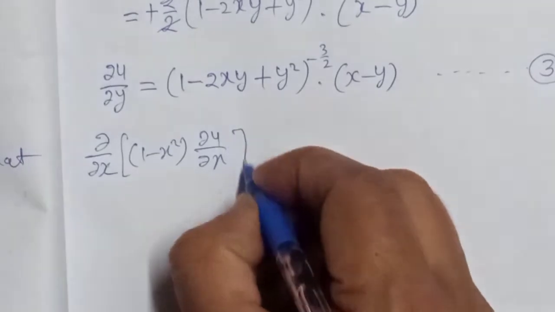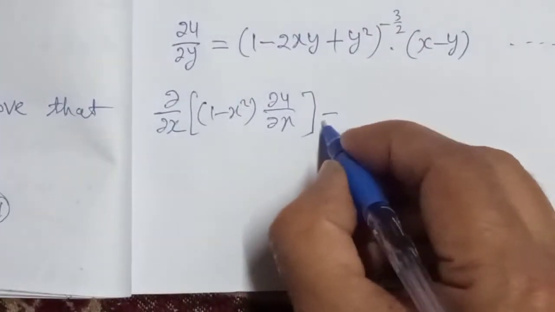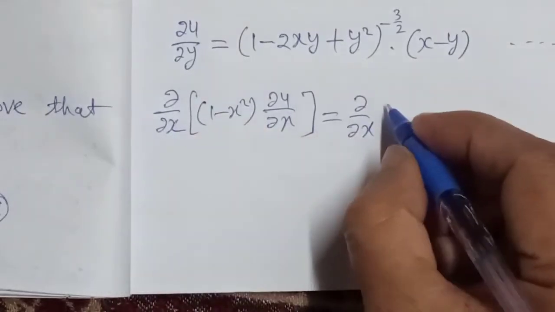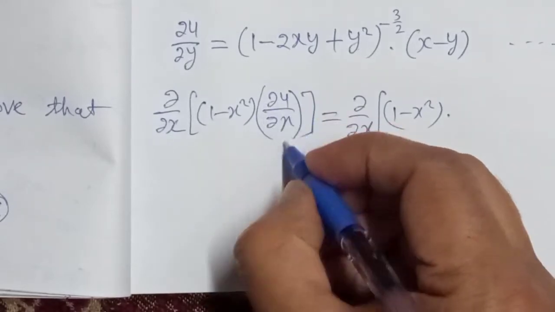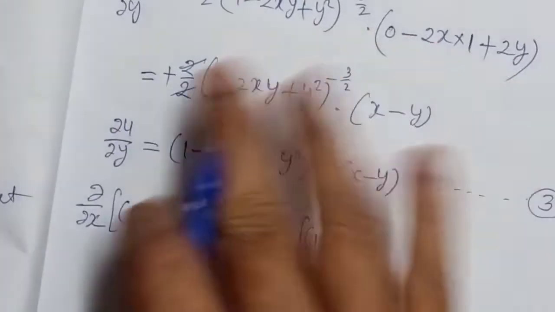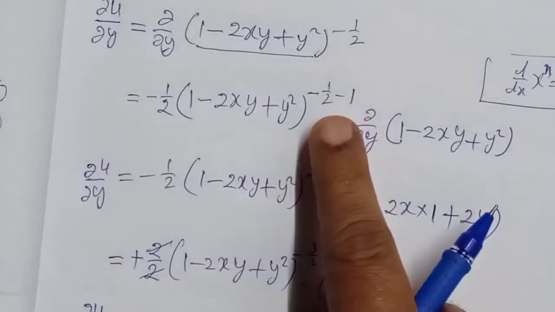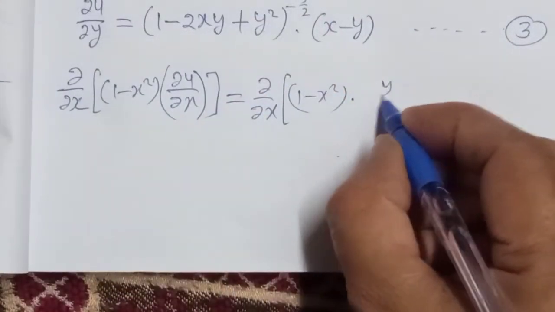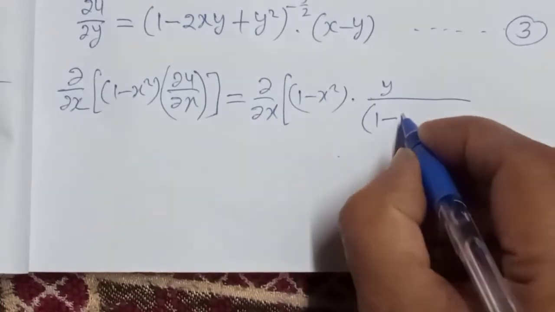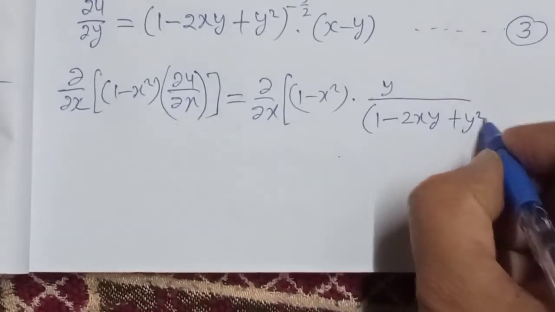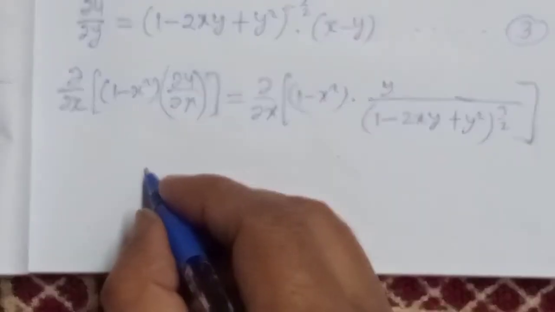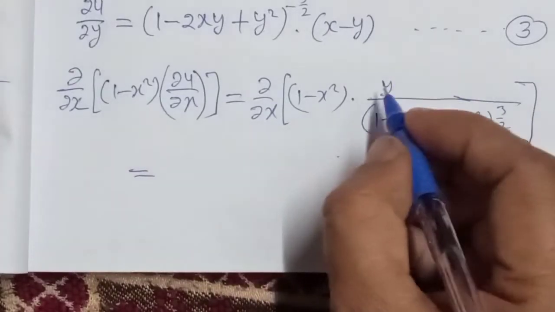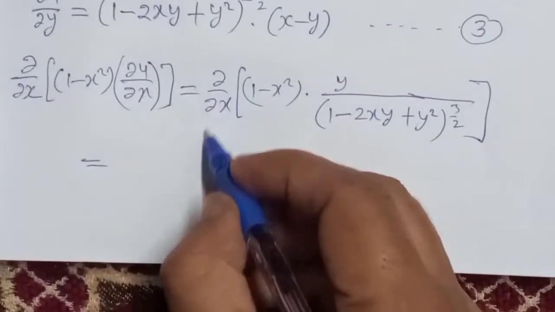is equal to del over del x of 1 minus x square, and after this I write the value of del u over del x from equation number 2, which is written here. So I write it y upon 1 minus 2xy plus y square whole power 3 by 2. For x we know that y is constant, so take out y from del over del x.